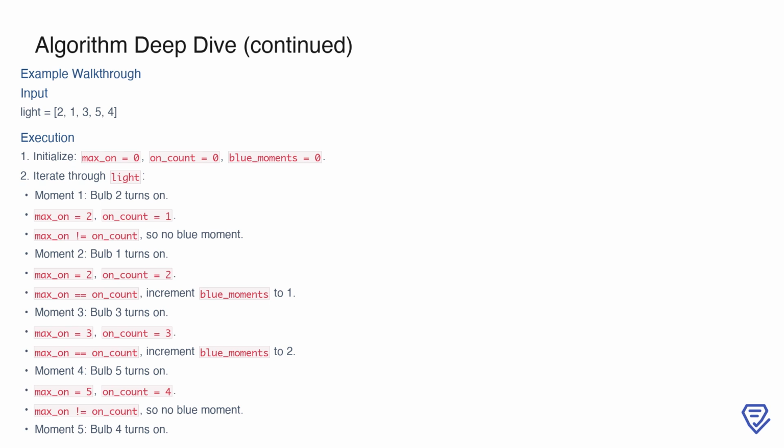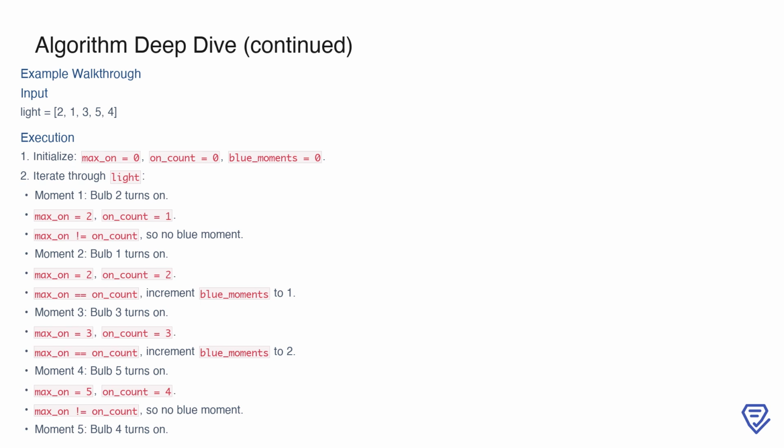At the second moment, bulb 1 is turned on. We increment on_count to 2, and max_on remains 2. Now, max_on equals on_count, meaning bulbs 1 and 2 are both on and blue, so we increment blue_moments to 1. At the third moment, bulb 3 is turned on. We increment on_count to 3 and update max_on to 3. Again, max_on equals on_count, so we increment blue_moments to 2.